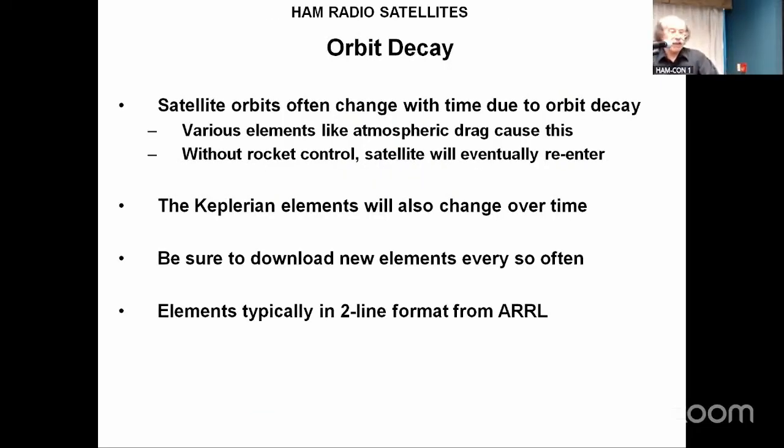Now, here's a problem. Satellite orbits often change with time due to orbit decay. Various factors like atmospheric drag can cause this. Without rocket control, the satellite will eventually re-enter the Earth and burn up. And you better hope it burns up, because if it doesn't, it's going to plop on somebody's head. They usually do burn up. The really expensive ones have a rocket on there and can push it back to wherever it needs to be, but they do drag. And it also means that the Keplerian elements will change. And I learned that the hard way.